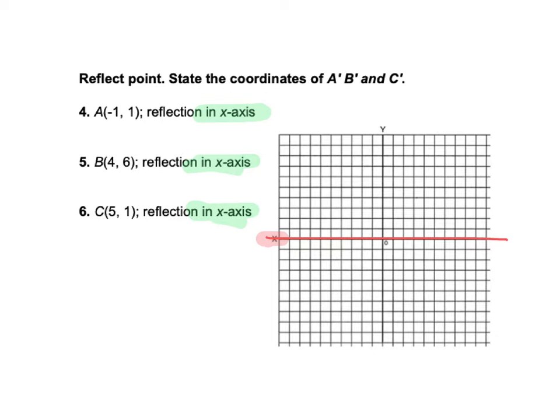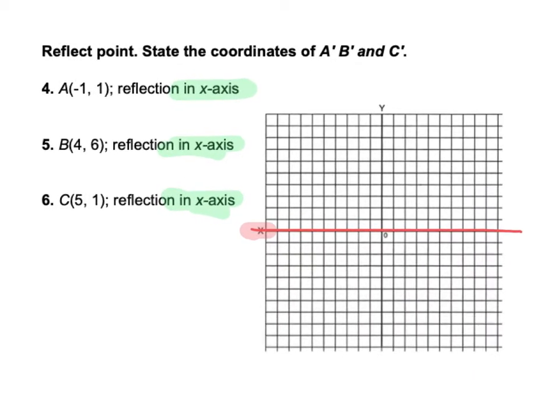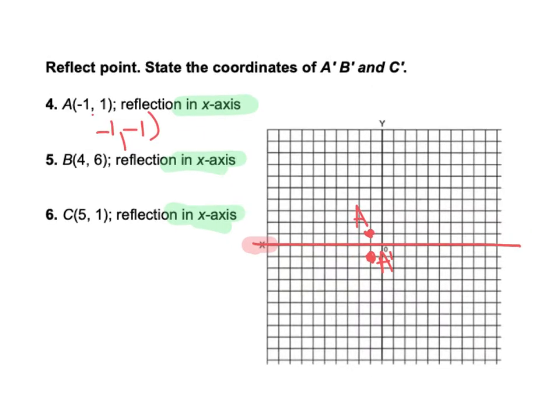If point A is at -1, +1, that would be right there. If I am reflecting across the x-axis, that means I'm currently 1 unit above the x-axis. Now I'm going to be 1 unit below the x-axis. So my A prime is now at -1, -1.